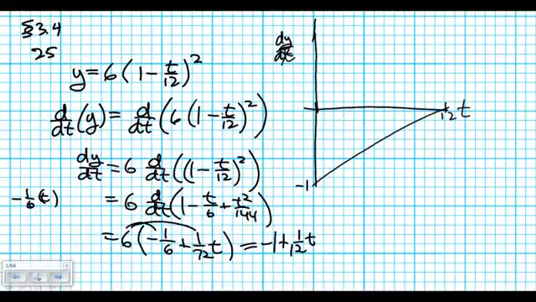And then part C, what is the graph of y and dy/dt together? So we want y on the x-axis and dy/dt on the y-axis. How would I do that?